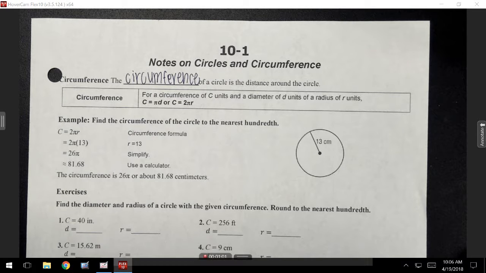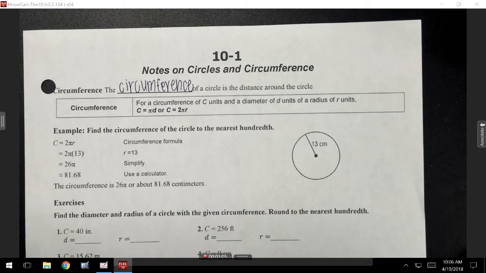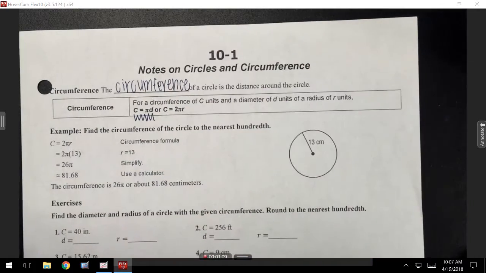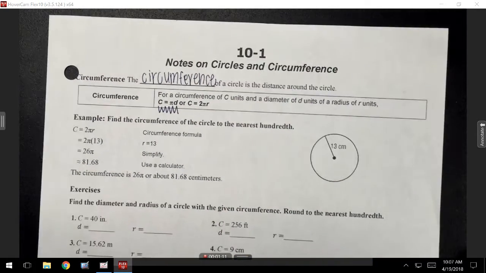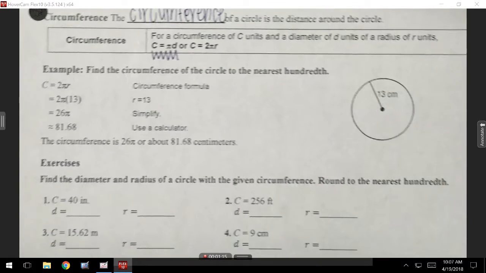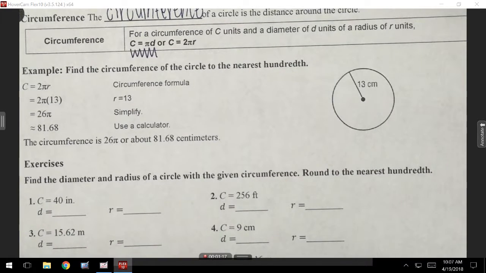Okay? There's two formulas technically for circumference. However, you only really need one. The one we're going to use most often is C equals pi d. Circumference equals pi times d. Do you know what the d might stand for? Diameter. Okay, let's talk about diameter.